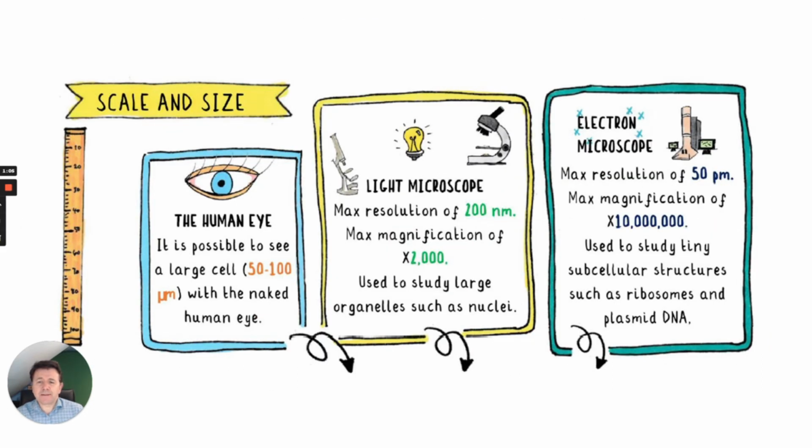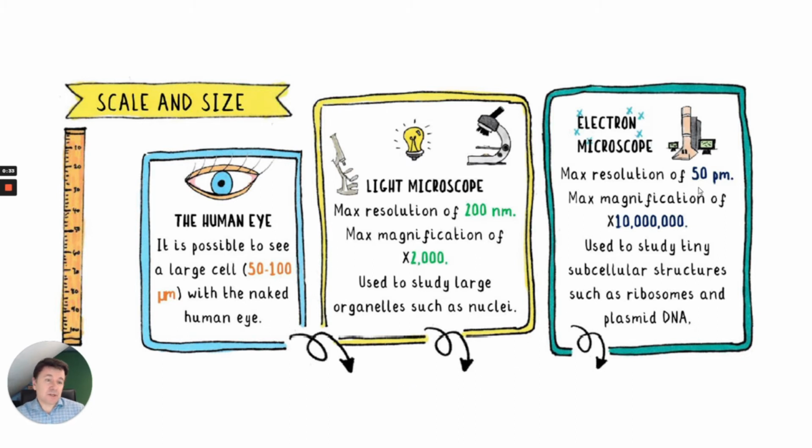So let's talk a bit about scale and size. You will need to know a bit about scale and size. As it says here, it is possible to see a large cell with the naked human eye. That's what we call 50 to 100 micrometers. The light microscope has a maximum resolution of 200 nanometers, and the max magnification is times 2000. And you can study large parts of cells, organelles, such as the nucleus.